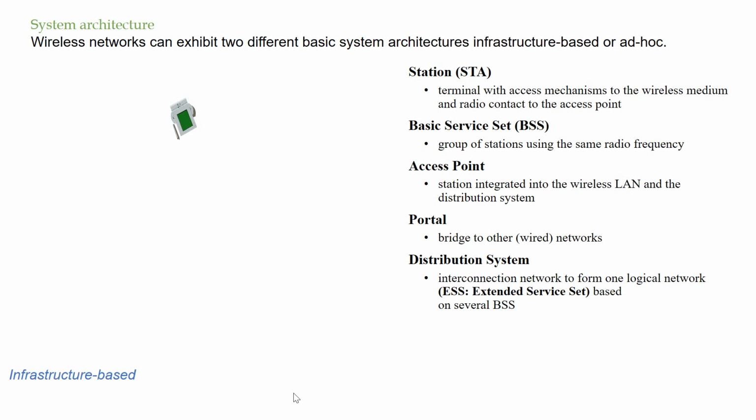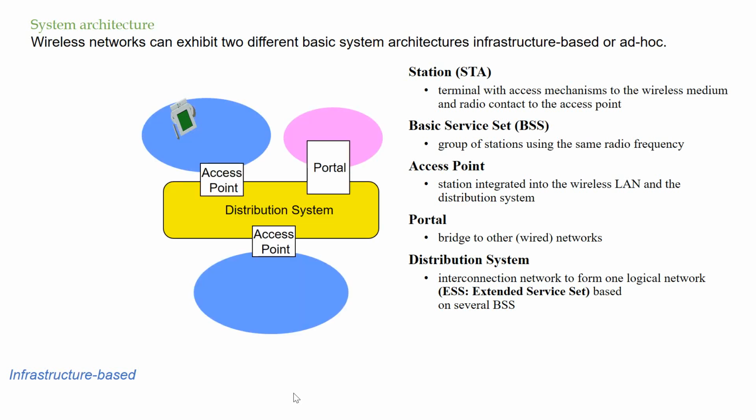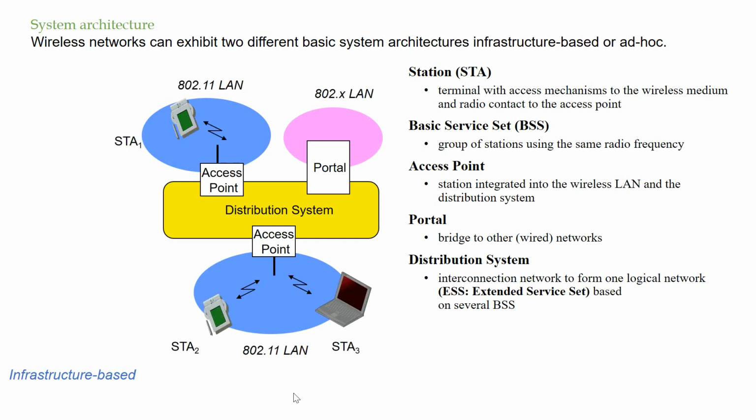So what are the elements involved in it? We have a distributed system, access point, portal, then your stations, and finally your basic service set, and lastly your extended service set. So what exactly is a STA, a station? Stations are nothing but we ourselves, our mobile, our laptop, the terminal which is going to access the medium. That is called a station: the terminal which is going to access the medium for communication.